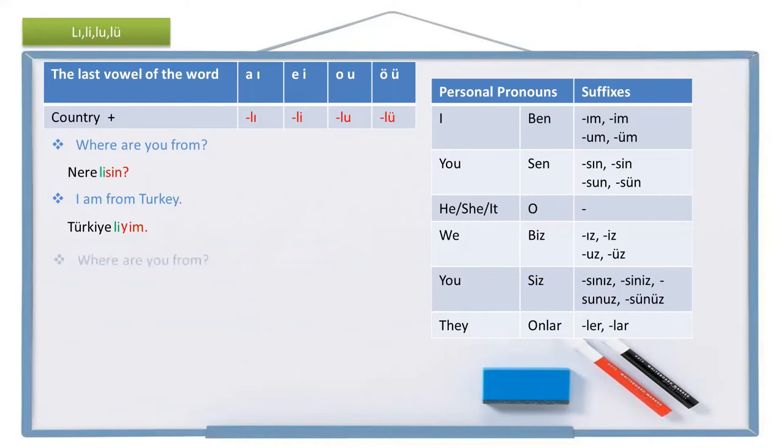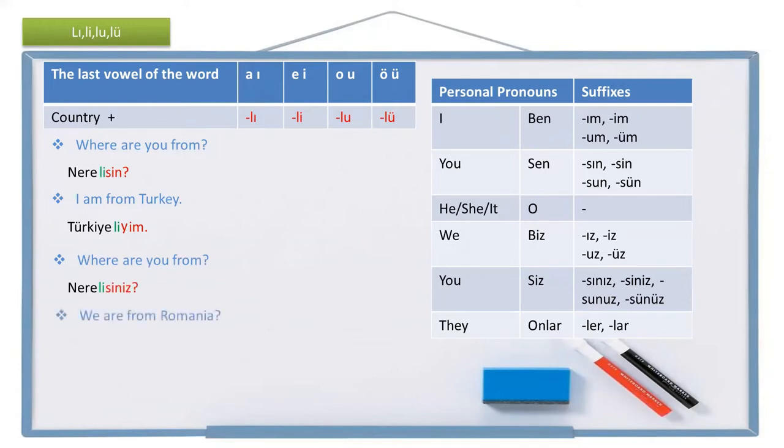Another example. Where are you from? But this time you plural. Where, nere. From where, nereli. You plural, person pronoun suffix, siniz. Where are you from? Nerelisiniz?